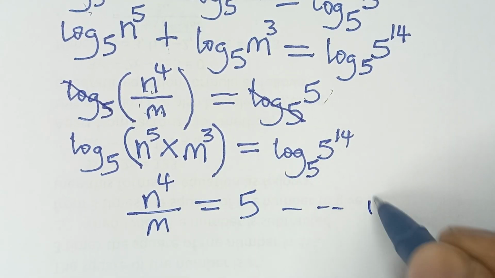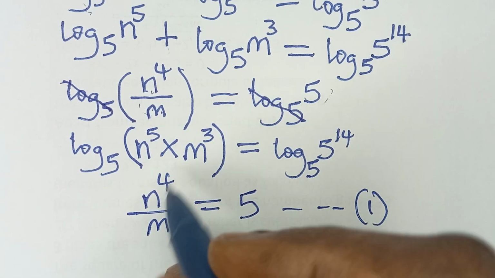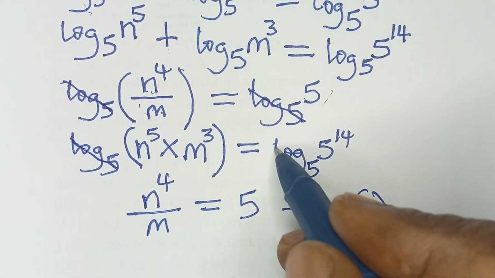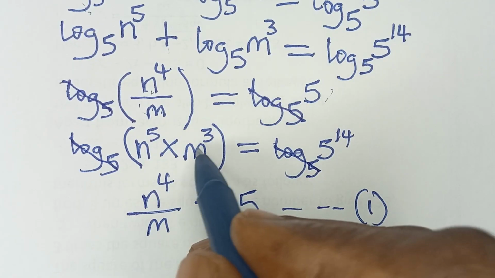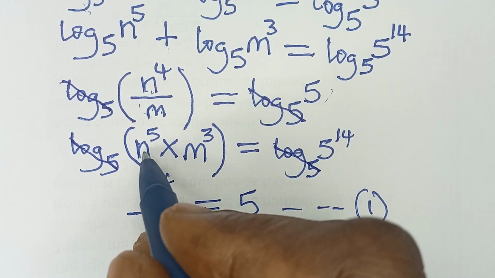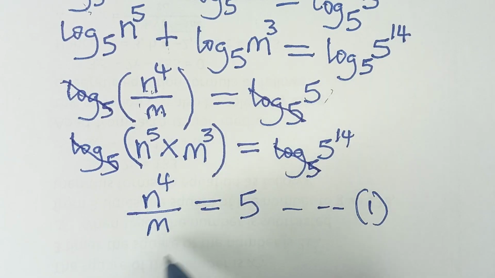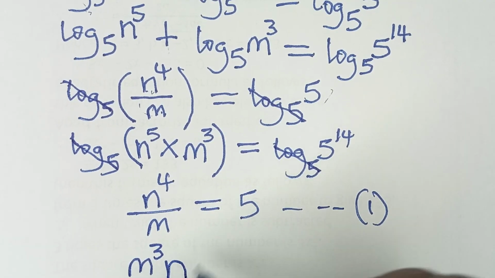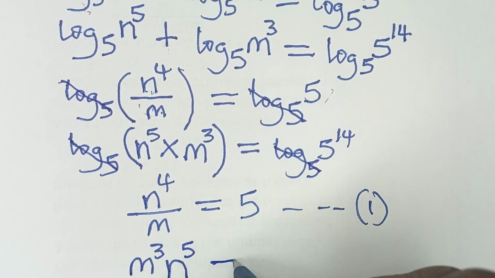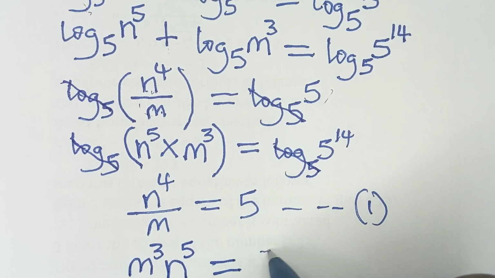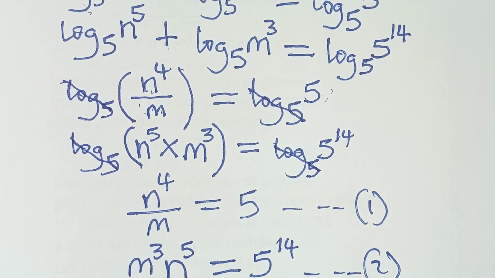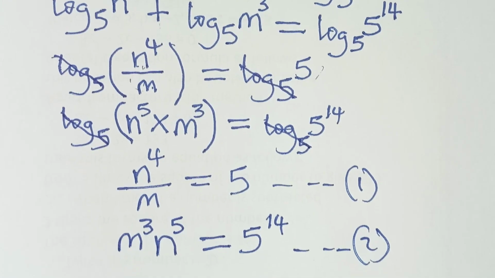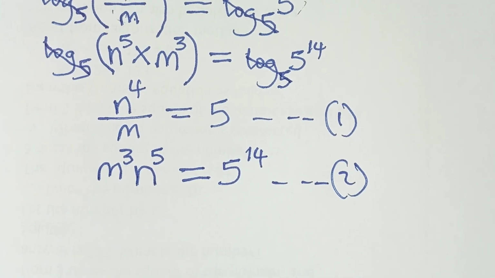And then I can take this as my equation 1. Then similarly here, the log part, the base part can go, and then we say this is equal to 5 raised to power 14. So m raised to power 3 multiplied by n raised to power 5. We can decide to write the m raised to power 3 first since it has a smaller power. So I'm going to write m raised to power 3 all multiplied by n raised to power 5, and that is equal to 5 raised to power 14. And then I call that equation 2. Now, the next thing for me to do is to look at equation 1.